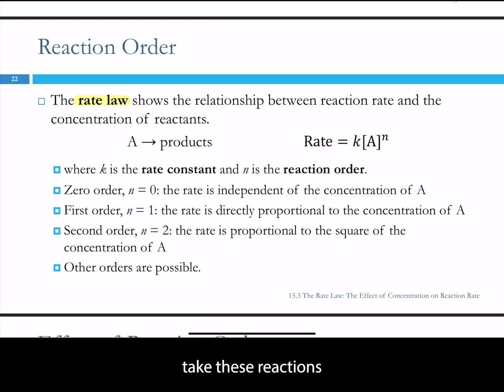And it turns out that we can take these reactions and put them into categories that we call orders. So there's zero order, first order, second order, and beyond, but we're going to talk about these three. The order is n, which would be this part of the rate law. And there's also a constant for that rate law related to the specific reaction. So the order tells us how the reaction responds to changes in concentration of the reactants.